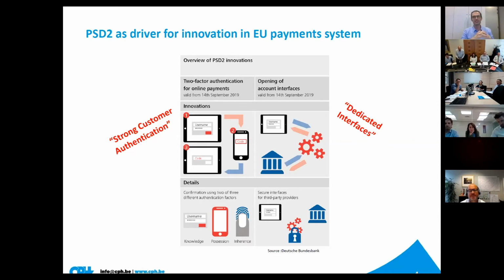And the second act is opening of account interfaces. So it's the introduction of the concept of access to account. I will explain it in the next slide. Providing payment services to third parties, so that third parties which are not part of the payment system have access to traditional services around payment accounts. So these are the two axes of innovation.